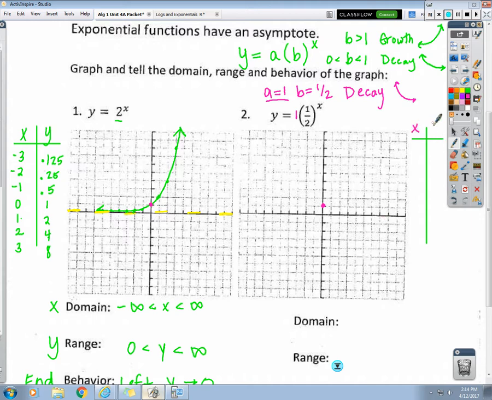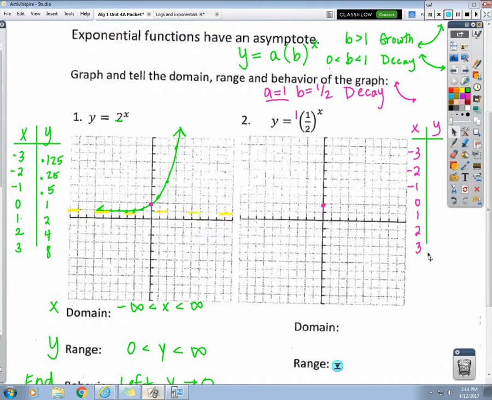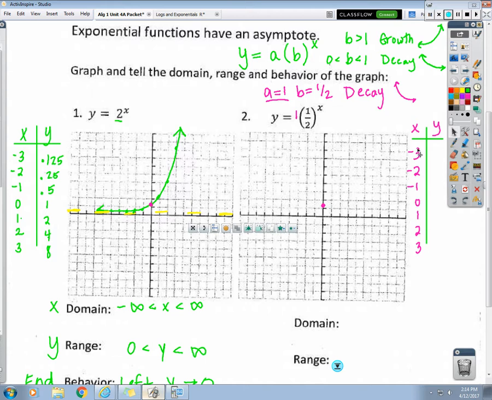So X and Y, and then I'll just fill in the same numbers. What do we do with those numbers to find the Y values? Plug them in. So go ahead and do that. You plug like -3 into the X. So you would type in parenthesis 1 divided by 2, parenthesis to the -3 power. When you plug in -3, you get 8. When you plug in -2, you get 4. When you plug in -1, you get 2.